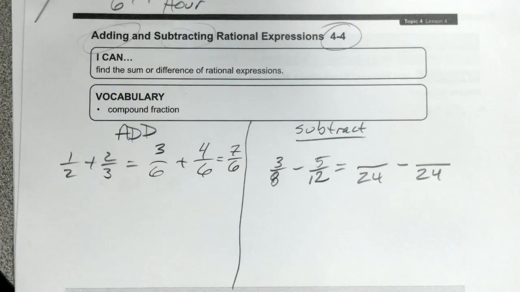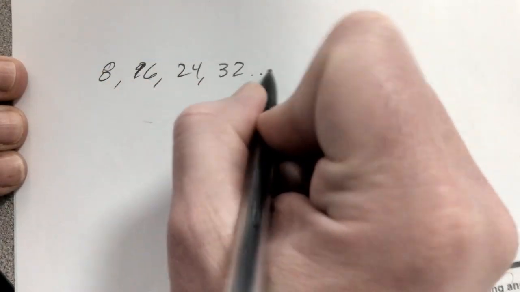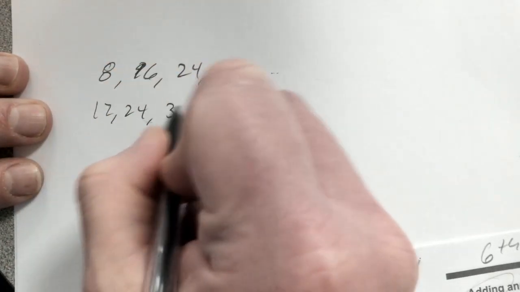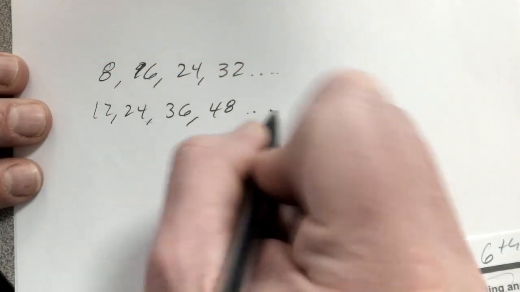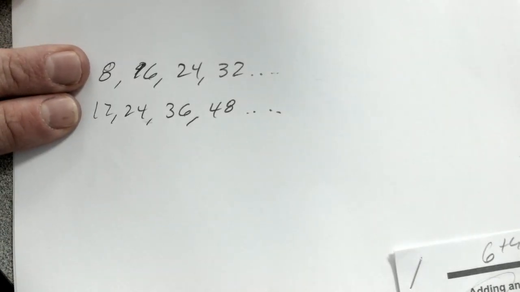Great question. When it comes to arithmetic, we want to find the least common multiple. So the first one was 8. So 8, then 16, 24, 32, etc. 12, 24, 36, 48, etc. So what is the smallest number that these two have in common?